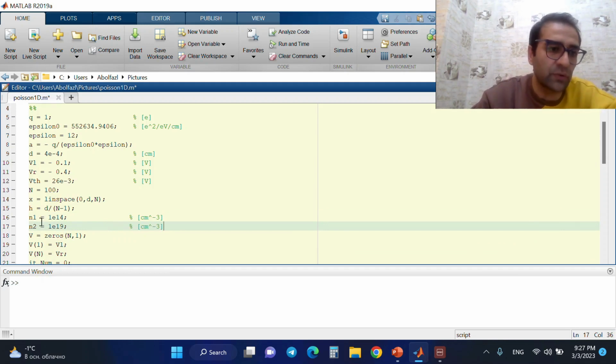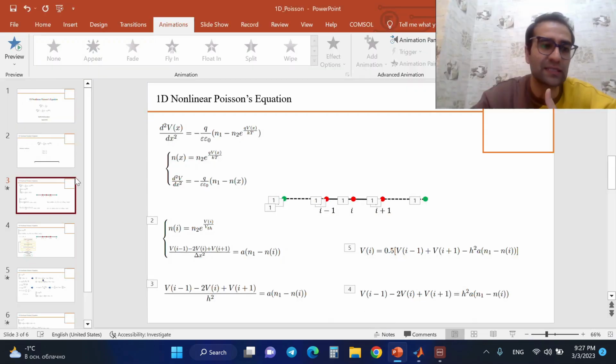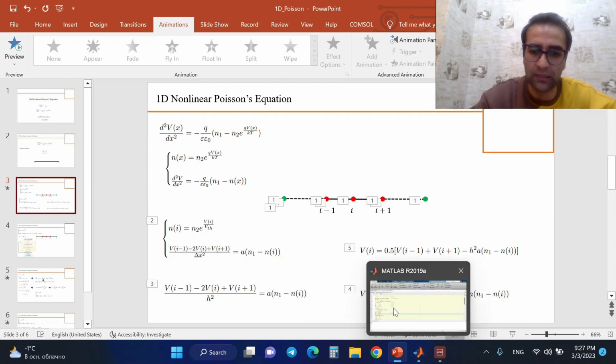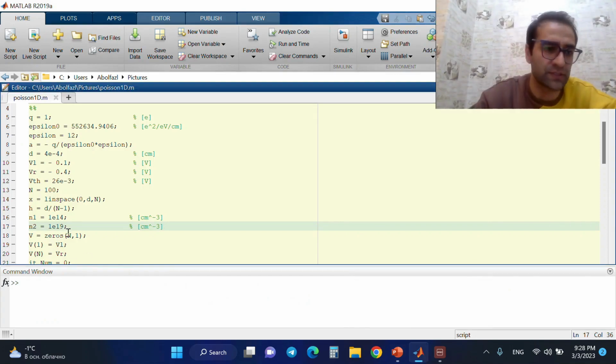Control V. If you notice the equation, indeed this N1 represents the doping density in semiconductor physics, and if you are familiar with semiconductor physics, this N2 is nothing but the effective density of state for the conduction band or valence band. That's why their numbers are logical. For example, 1e19 could be a logical value for the effective density of state.